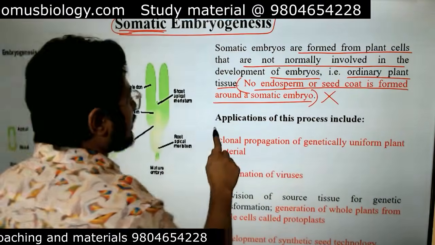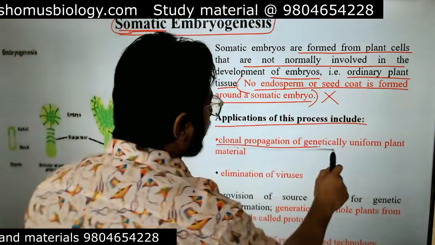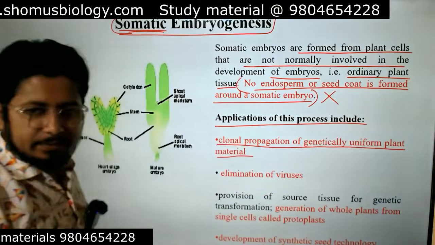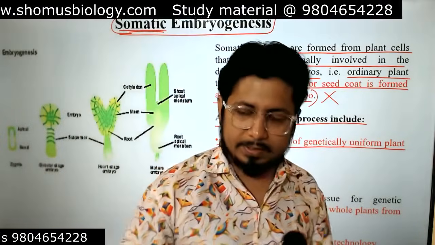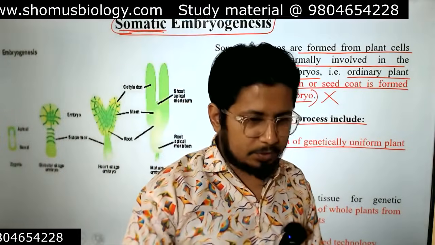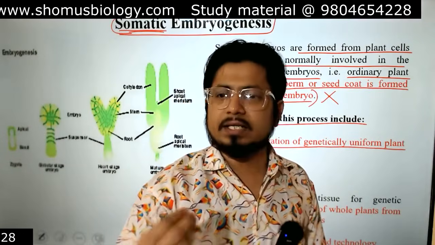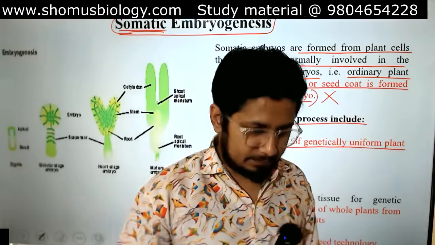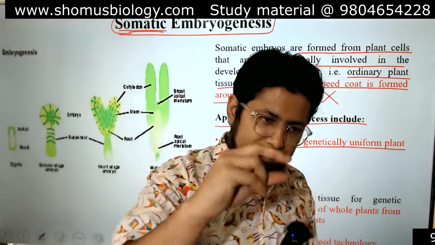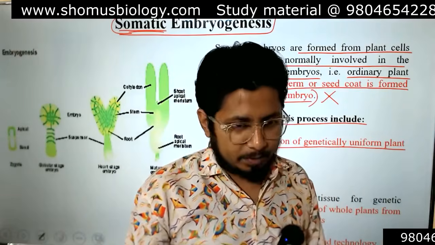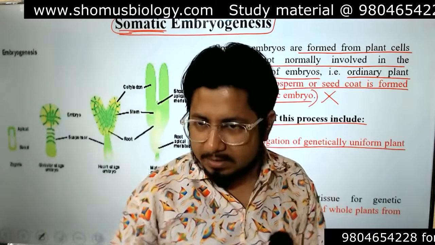What are the applications of this process? The application of the somatic embryo process is clonal propagation of genetically uniform plant material. For example, whatever plant we are working with, let's say orchid. We want to produce orchid, and orchid production naturally is time consuming. So we are utilizing somaclonal expansion of the orchid. We know that we don't need variation. If we don't need variation, we can take one cell and convert that cell into an embryo. From that embryo onwards, we can produce the same type of plant later on, right?